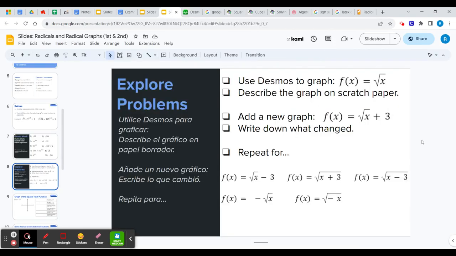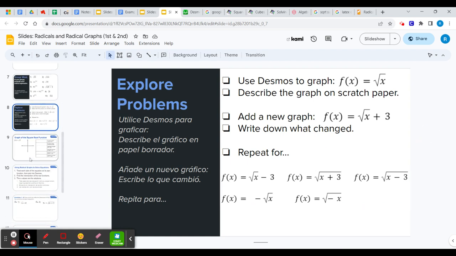So just on some scratch paper, work through this list here and repeat that for all these functions. Get some exploration of what our graphs look like and how they shift around based on our equation before we formalize it into notes. Once you've done that, unpause your screen and we can move on into that note section.